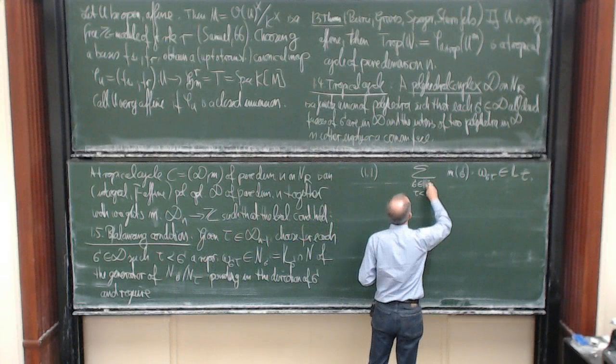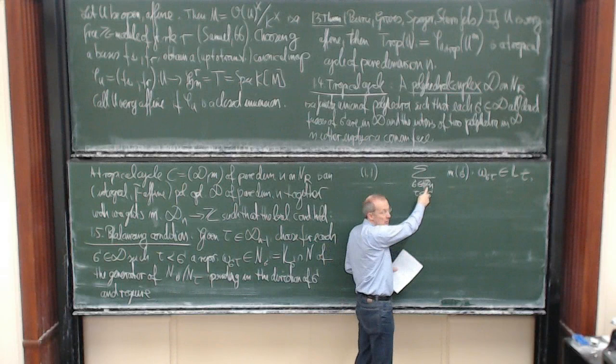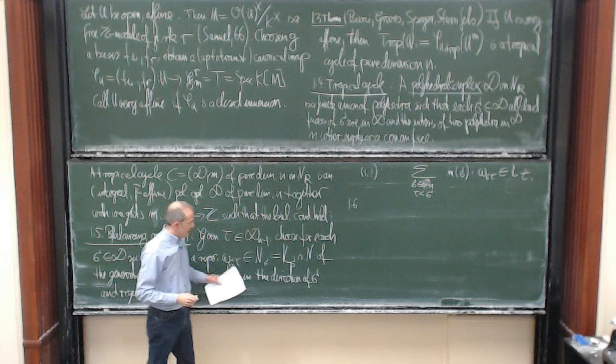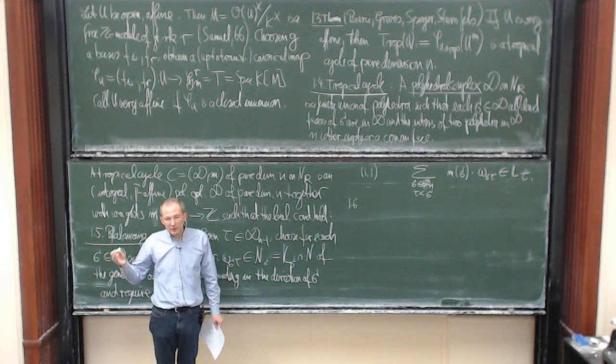That's the set of n-dimensional polyhedra. And here you take only those where tau is a face. Sorry, what is LT? LT is, as I said before, if you have a polyhedron, there's an associated affine space, and then through this affine space there's also a linear space. And so you take this linear space.